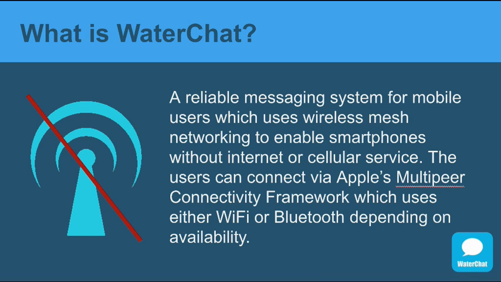So what is Waterchat? Waterchat is a reliable messaging system for mobile users which uses wireless mesh networking to enable smartphones without internet or cellular service. So how does it do that exactly? Well, users can connect via Apple's multi-peer connectivity framework, which uses either Wi-Fi or Bluetooth depending on availability.